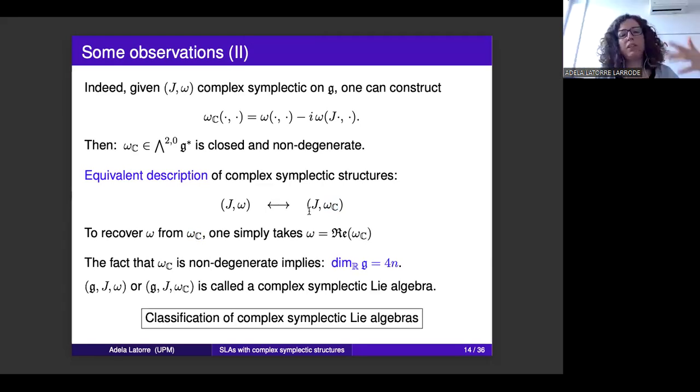The good point about this complex point of view is that the non-degeneracy of this form implies that the real dimension of the algebra has to be a multiple of 4. And well, we address the problem of classification of these complex symplectic structures. And of course, we will call complex symplectic Lie algebra a triple, this form, where these two structures satisfy the condition I told you.